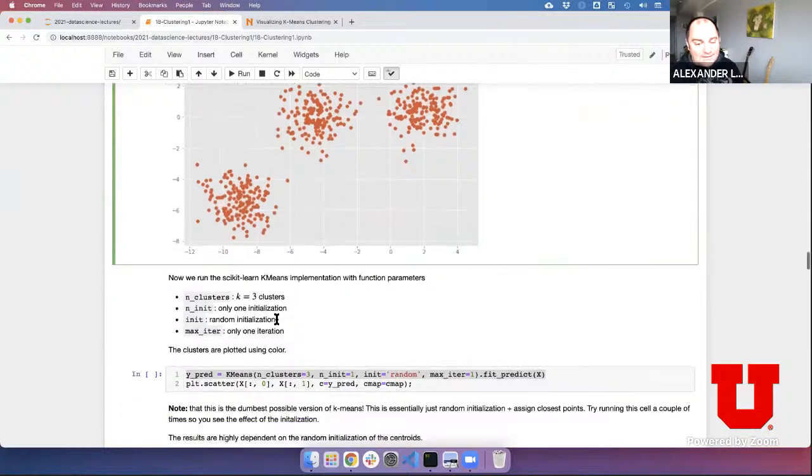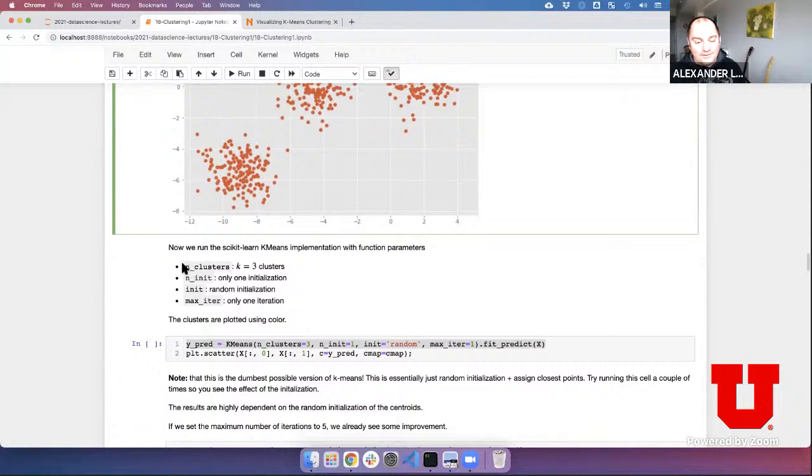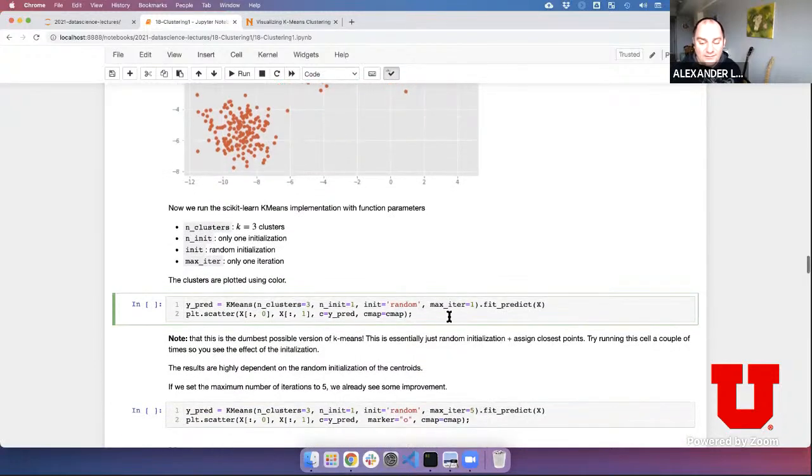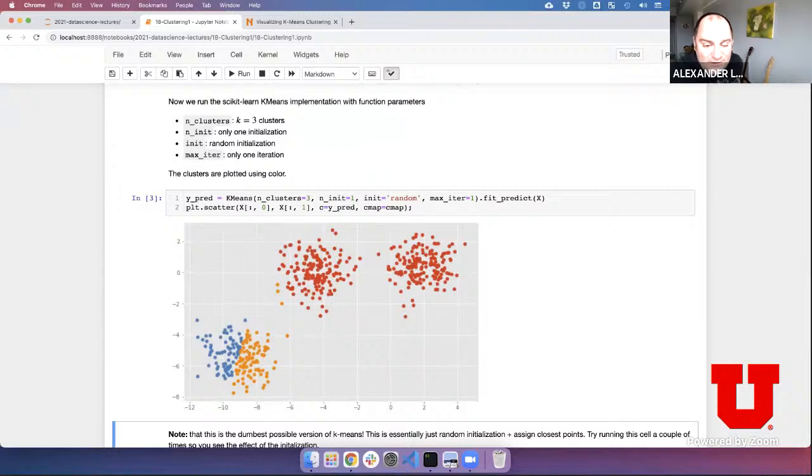Now we run the scikit-learn k-means implementation with these parameters here. We have the number of clusters, the number of initializations, whether we want random or some better method; we'll start with random. And then we specify our maximum number of iterations as our terminating condition. And just for the fun of it, we'll start with a single one so that we see the random assignment.